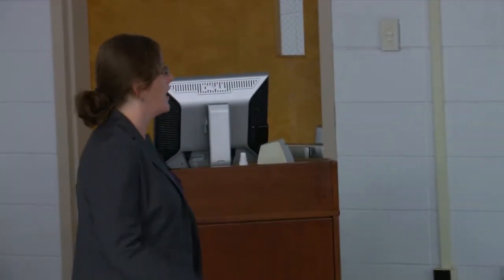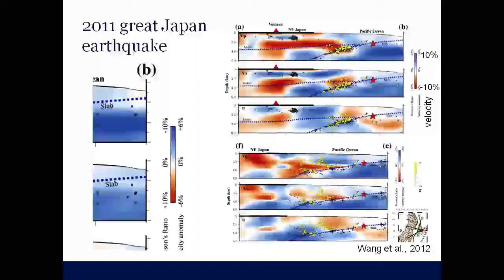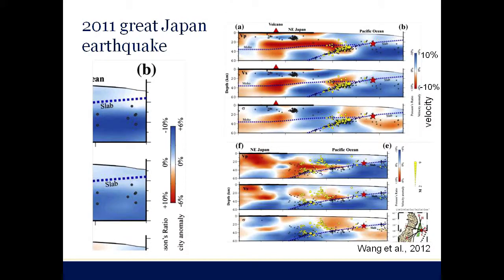All right, but does this happen anywhere else? Does any place else see this relationship with low VP and low VPVS associated with their microseismicity? And it turns out, yes, in Japan. This is a paper that shows previous seismicity in black and aftershocks of the 2011 Tohoku earthquake in yellow. Just want to draw your attention to this area.